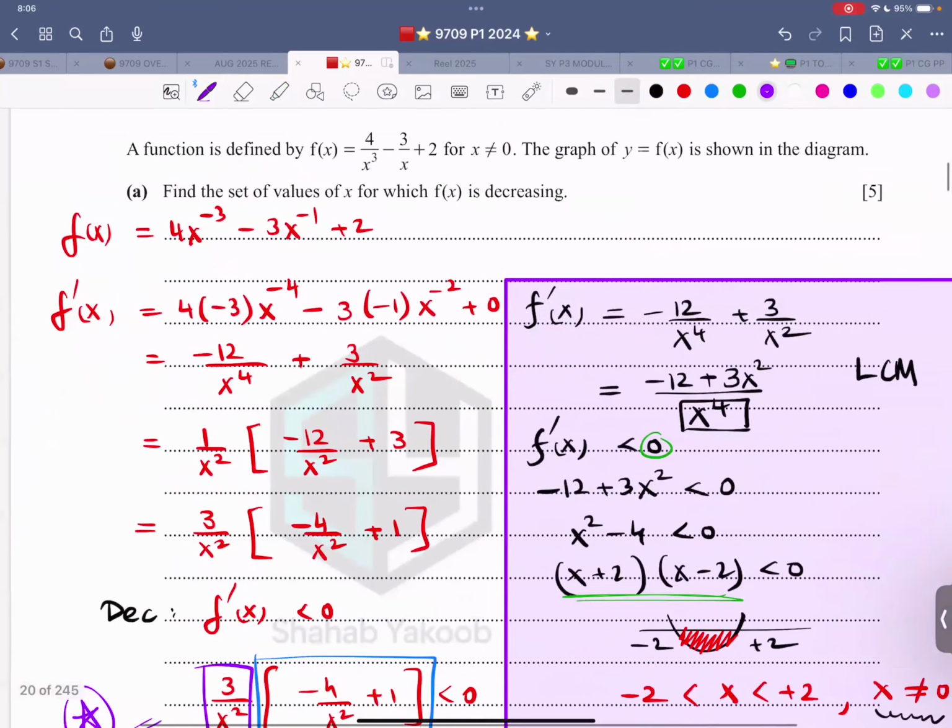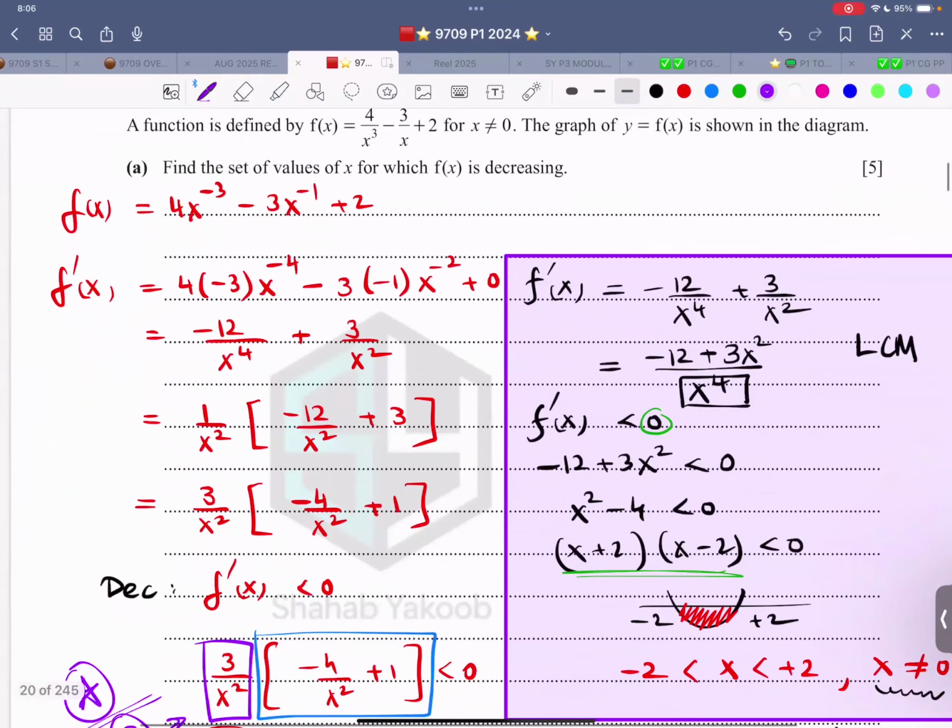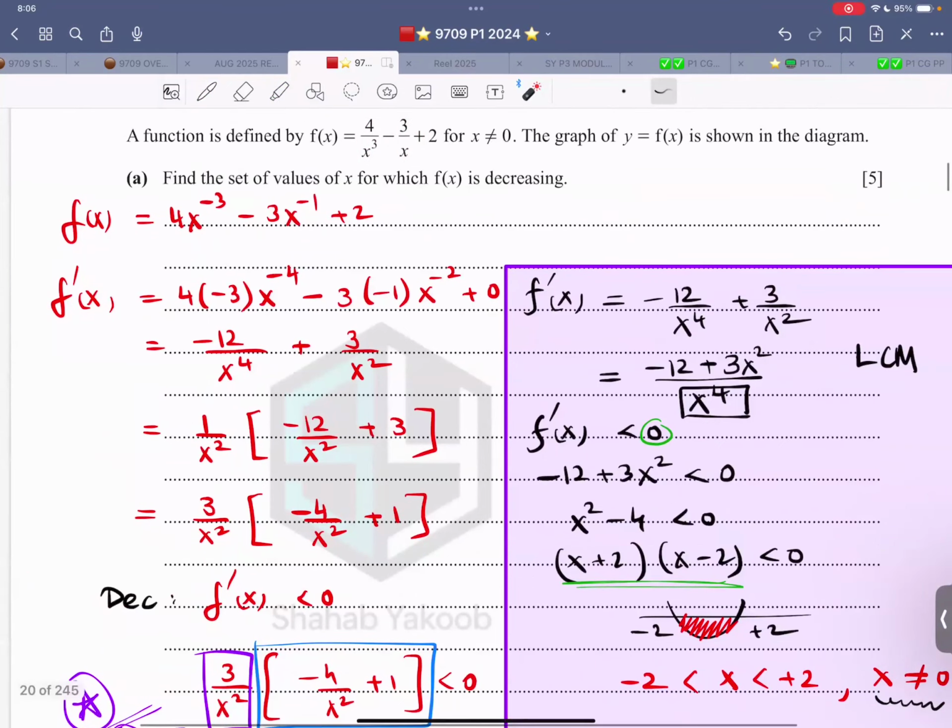Now look at the working. Let me make you go through it. First thing, write it properly. No compromise on that. So this is, let me reduce the brightness. Okay. This is 4x^-3. This negative remains as it is, 3x^-1. And this plus 2 as it is.